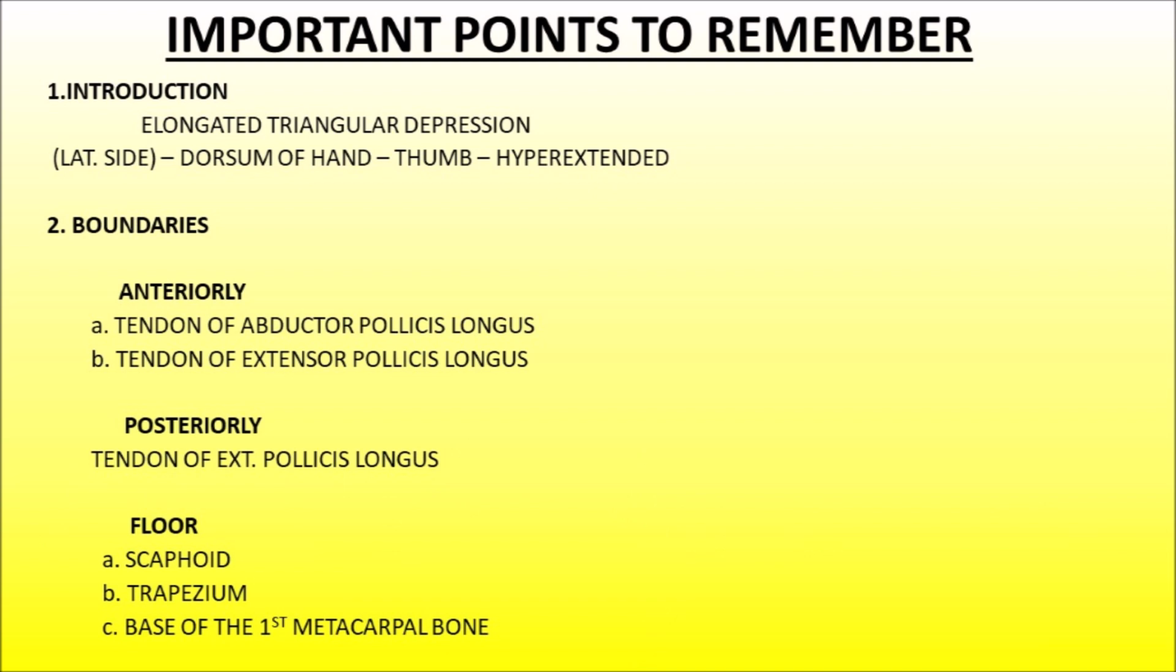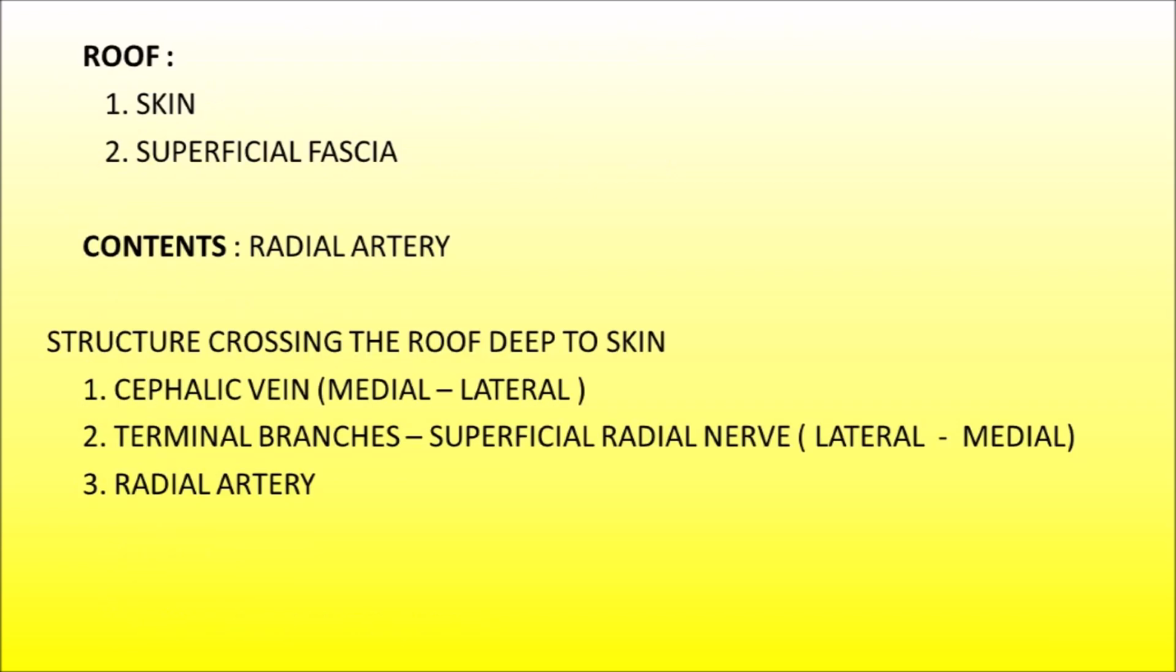Let us summarize the most important points to be remembered under this short note. It is an elongated triangular depression seen on the lateral side of the dorsum of the hand when the thumb is hyperextended. Let us move on to its boundaries. Anterolaterally, it is the tendon of the abductor pollicis longus and the tendon of extensor pollicis brevis. Posteromedially, it is the tendon of extensor pollicis longus, and the floor is formed by the scaphoid, the trapezium and the base of the first metacarpal bone. The roof is formed by the skin and the superficial fascia.